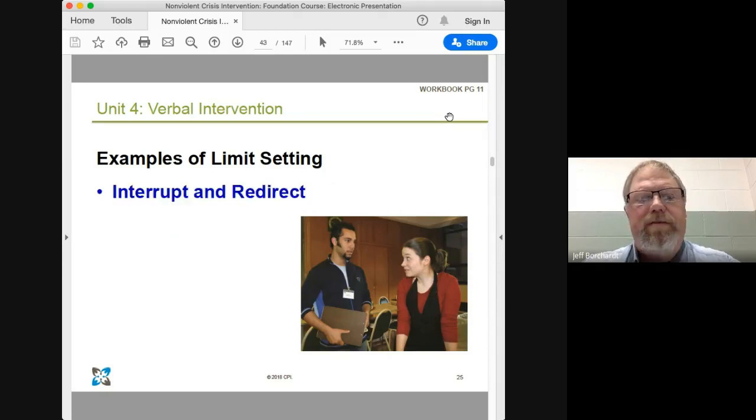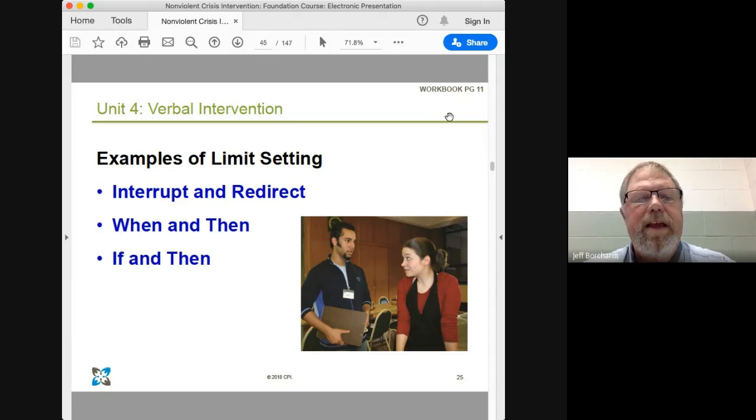So, some examples of limit setting. One of the strategies you can use is an interrupt and redirect. For instance, a student is making some sort of error, like they want to talk about their weekend when the expectation is that they are supposed to be working on their math. Instead of letting them continue, someone says, whoa, what are we supposed to be doing right now? Let's get back to math. It's a simple way to interrupt the train of thought and redirect them to the expectation.